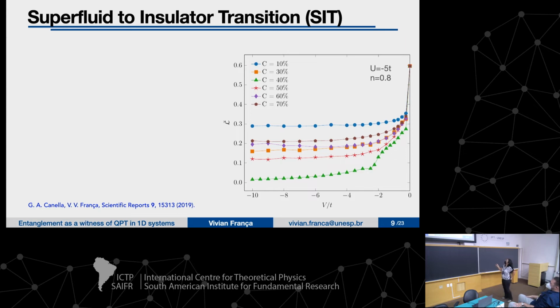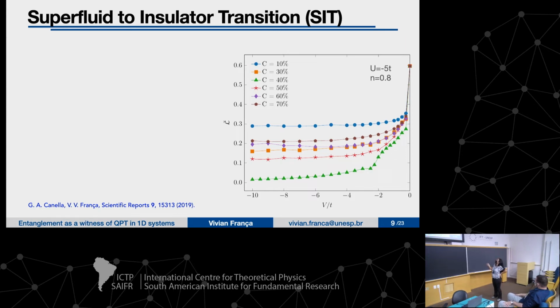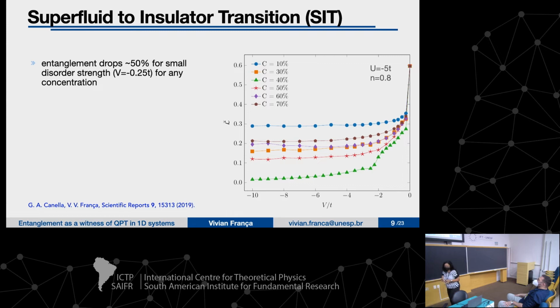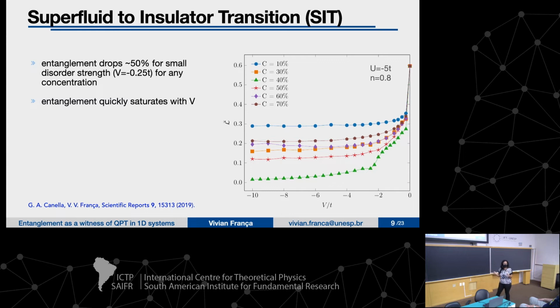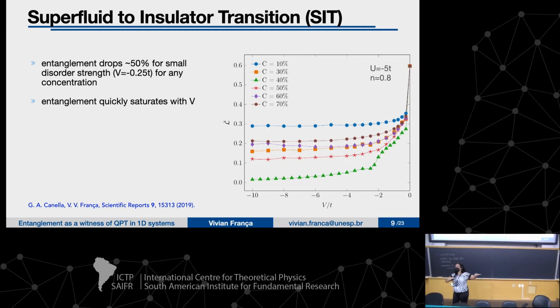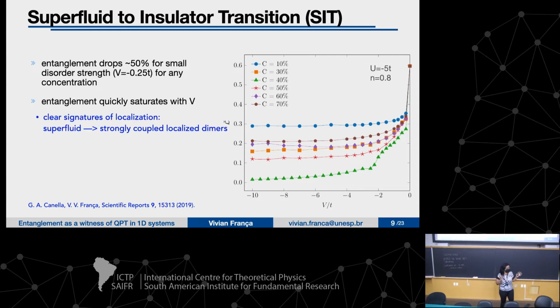As we see here for this particular interaction regime, as soon as we turn on the disorder, the entanglement drops a lot. It's about 50%, depending on the concentration. But for all of them, it's almost 50%. We also observe that as we increase further the disorder strength, there is a saturation with V for all the concentrations. So these two things together, the fact that the entanglement drops a lot and saturates at a certain value, are our signatures that the system is getting frozen.